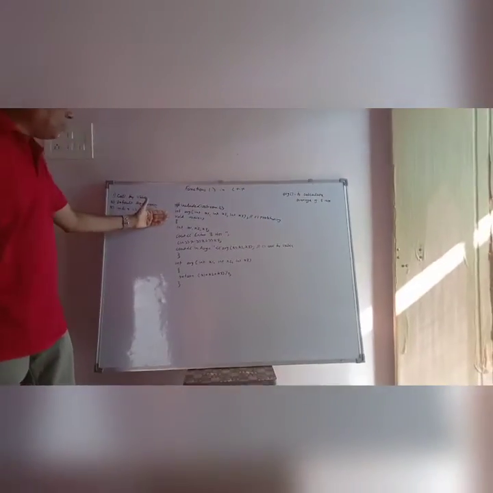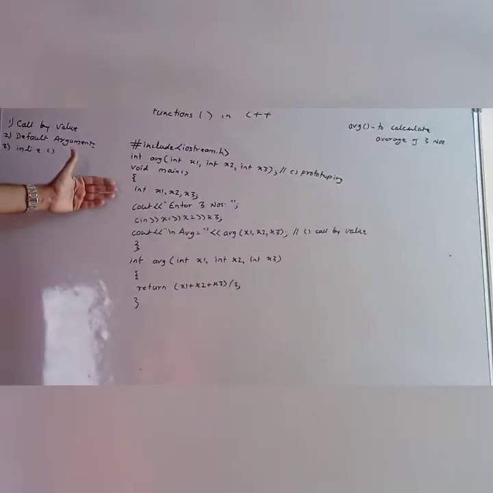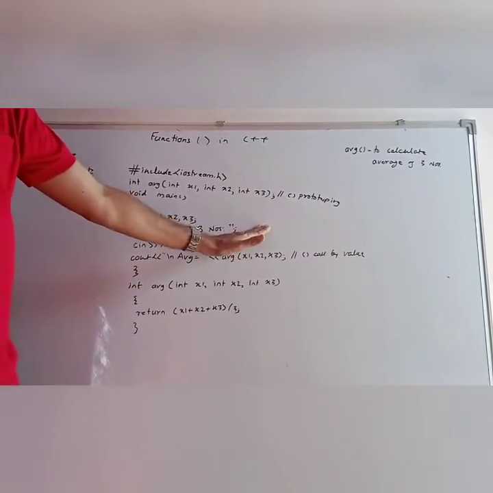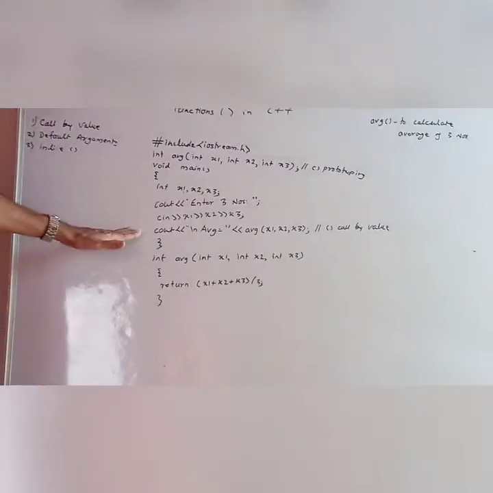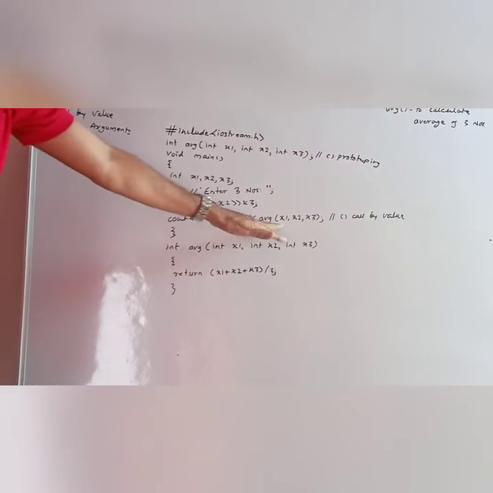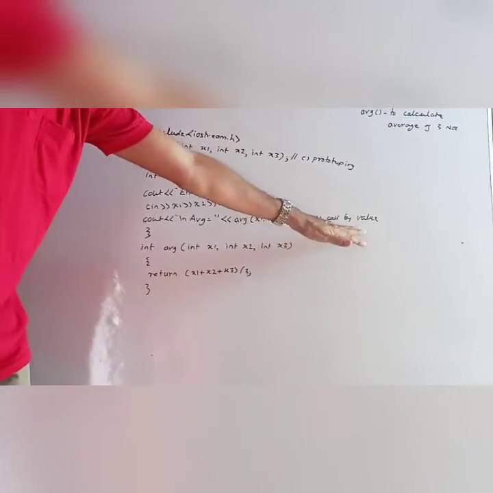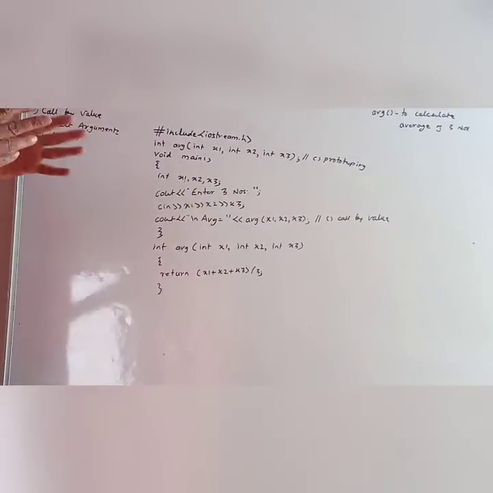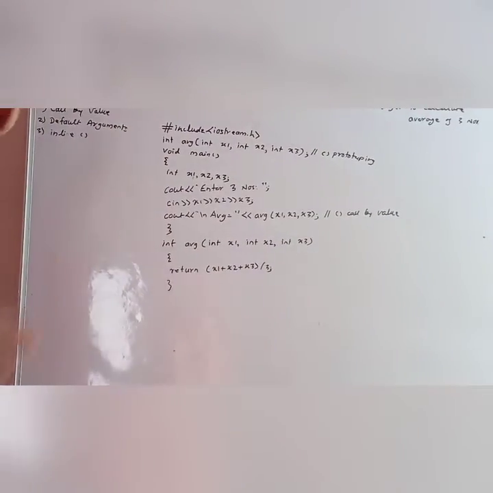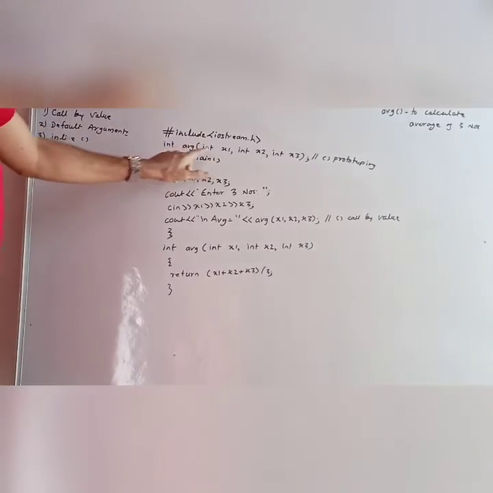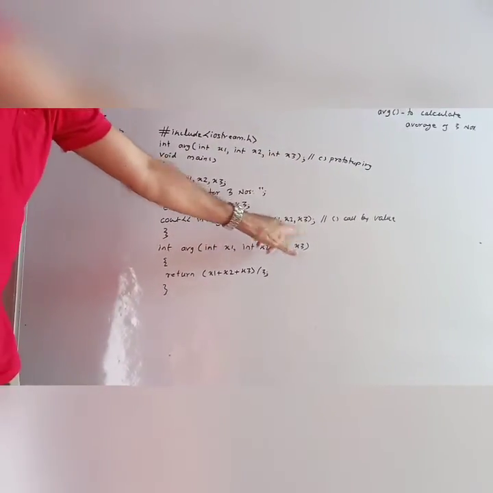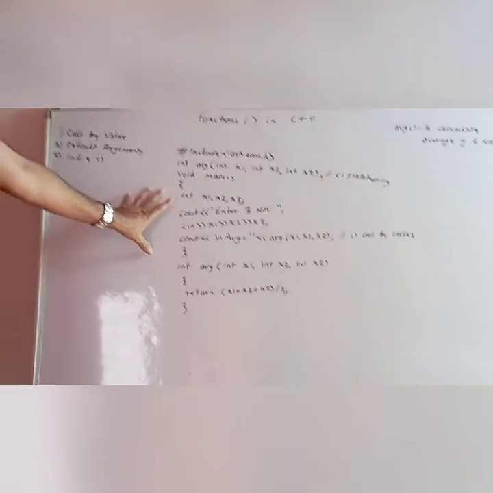Then again we will jump to void main: int x1, x2, x3, cout enter three numbers, then we will get the data from this statement cin x1, x2, x3. Then I have written cout avg is equal to avg x1, x2, x3. This is called calling a function. Whenever we call any function, we just exclude the data type of the function as well as the arguments. So I have written over here avg x1, x2, x3. This is my main program.